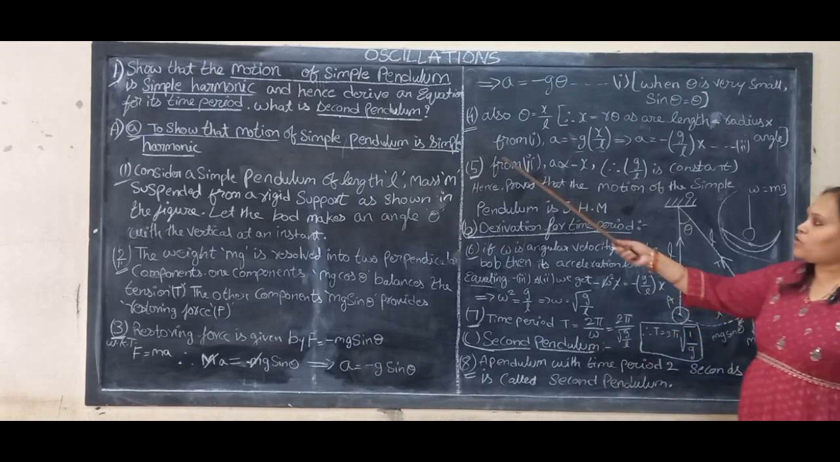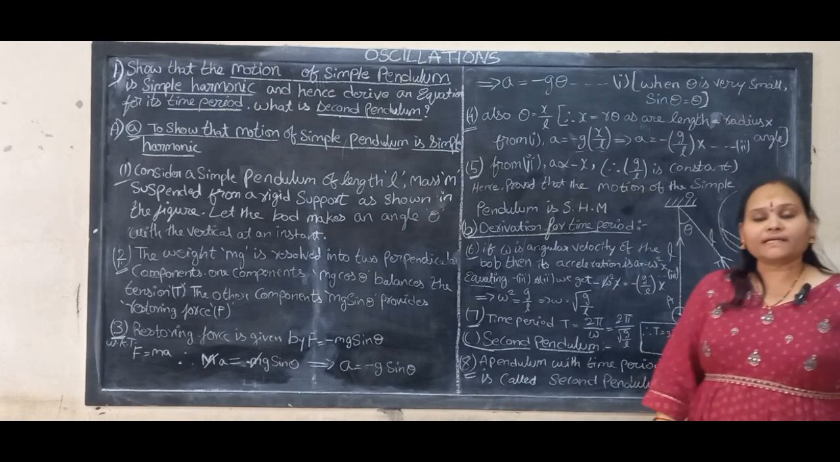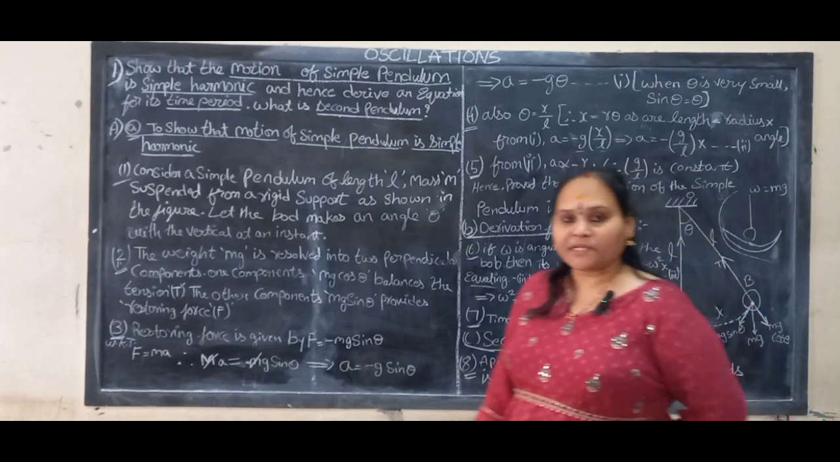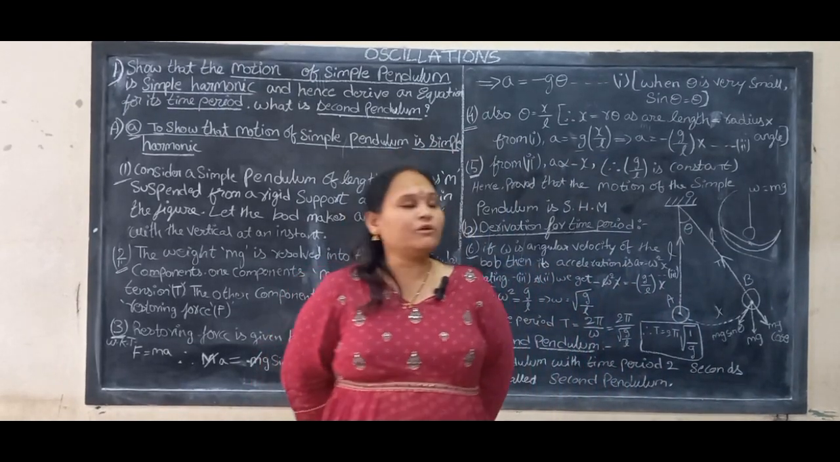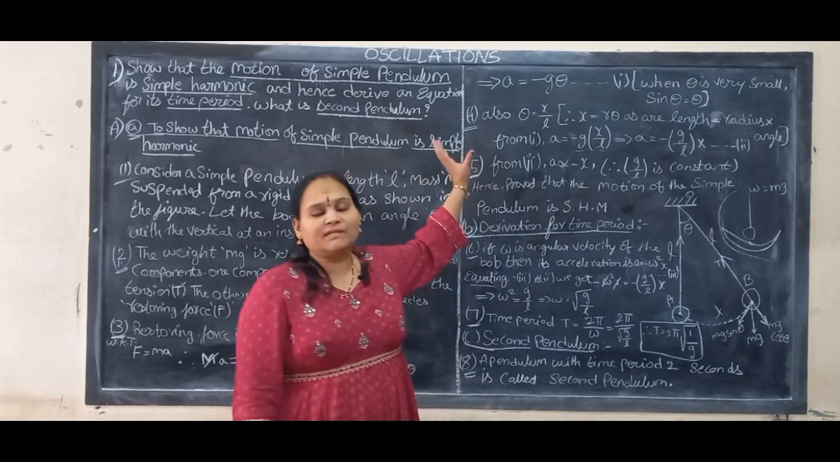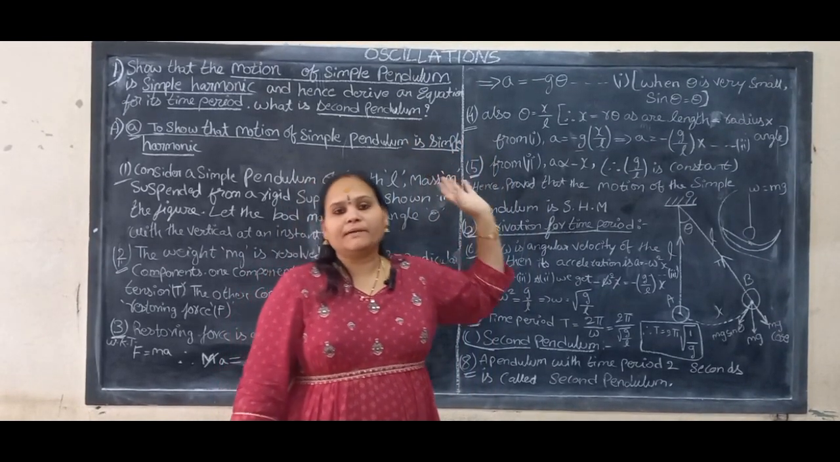Next question is what is a seconds pendulum? A pendulum with a time period of 2 seconds is called a seconds pendulum. The pendulum whose time period is 2 seconds is called a seconds pendulum. It is a very important question, a question that is compulsorily asked. Do you have any doubts? Comment me.